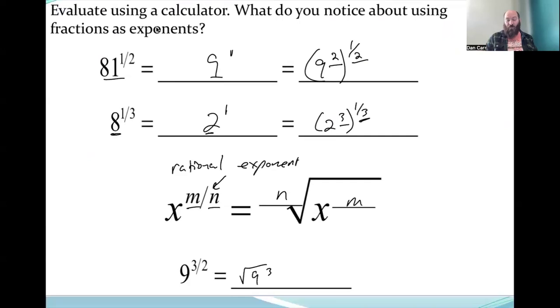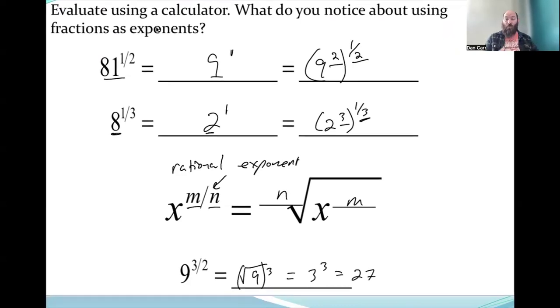Now, if you could still plug this in the calculator, you just use a fraction for your exponent. But instead of me doing 9 to the third power first, I can evaluate the square root of 9, which is 3, and then that value will be raised to the third power. So 3 times 3 times 3 is 27. So that's what we're looking at with our rational exponents and what they mean.